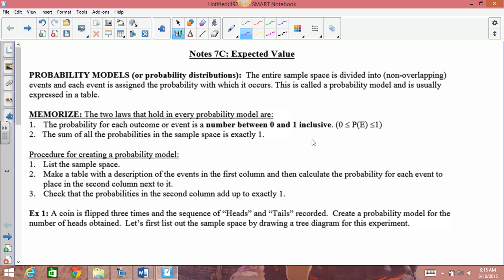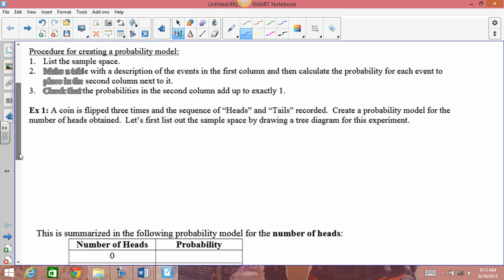The probability of an event happening is always between 0 and 1. Okay, you can't have a negative probability and you can't have a probability greater than 1. So probabilities are always between 0 and 1. And then a nice check for yourself when you've done your full probability model is that the sum of all of your probabilities should add up to 1. So I'll be sure to point that out to you.